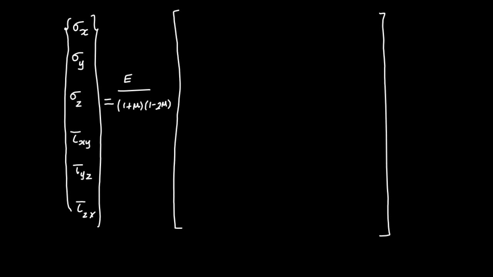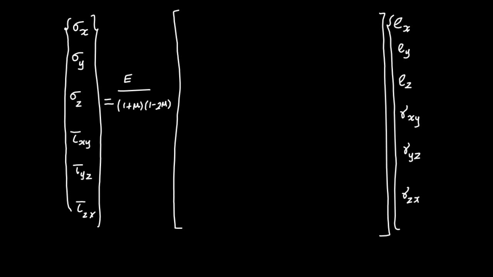It is a matrix that establishes the relationship between stress and the corresponding strain. So let me write the corresponding strains here. The strain corresponding to normal stress sigma x is epsilon x. Similarly, for sigma y, it is epsilon y. For sigma z, it is epsilon z. For tau xy, it's going to be nu xy. For tau yz, it is going to be nu yz. For tau zx, it's going to be nu zx.